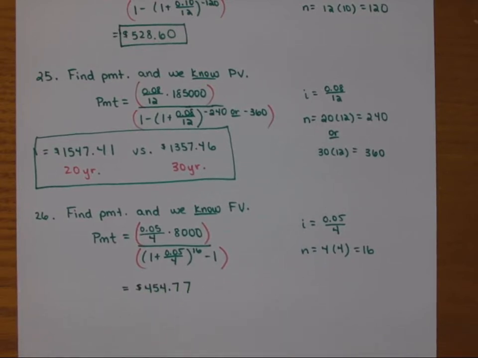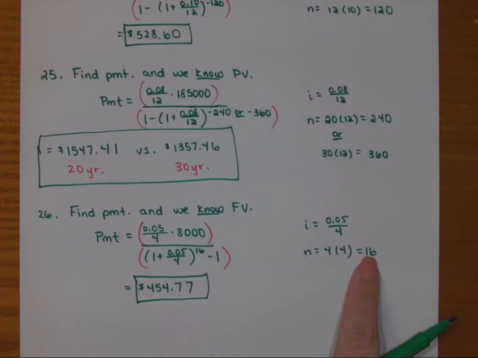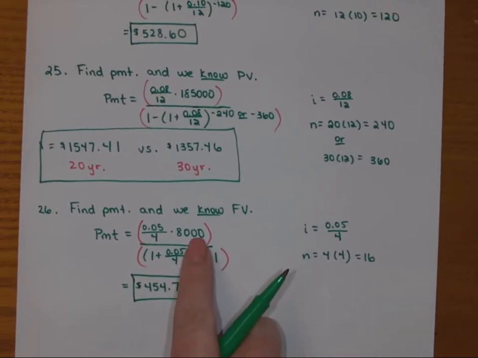Okay. And again, if we wanted to know how much she had in interest, we would compare $454.77 times 16 payments and find out the difference between that and $8,000. Okay.